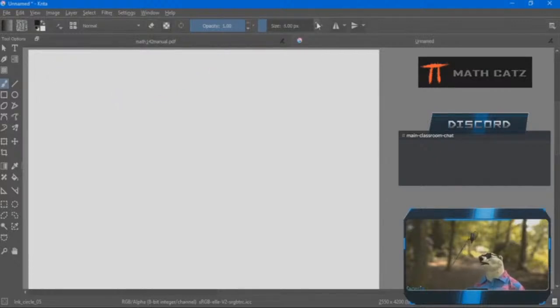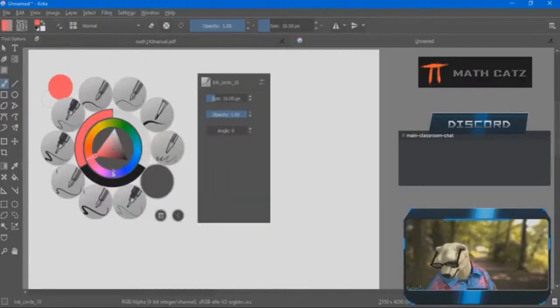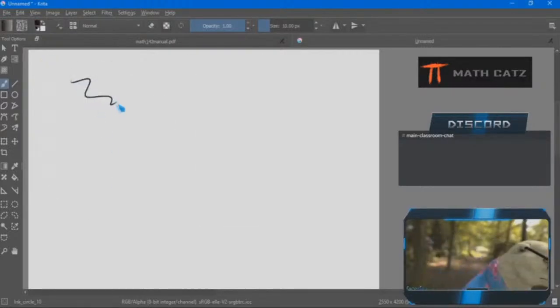I think I just have to increase my pen size here. This doesn't look right. Man, I'm all over the place today. Can I get a black pen? There we go. That looks better. All right.